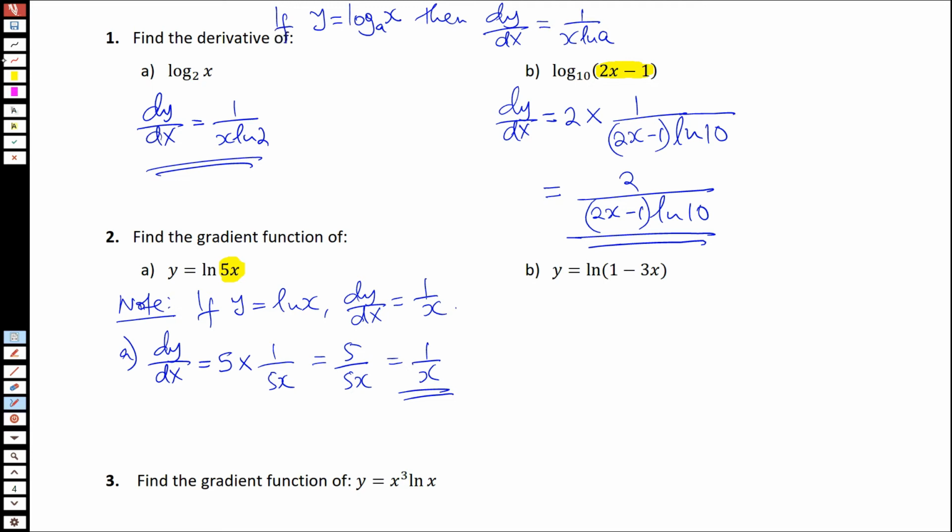And you can apply the same thing in the second problem. So this is what is inside. So apply chain rule. Dy over dx will be equal to the derivative of inside is negative 3. And then the derivative of the outside is just 1 over x, and our x is 1 minus 3x. So 1 minus 3x. So the resulting solution will be negative 3 over 1 minus 3x.